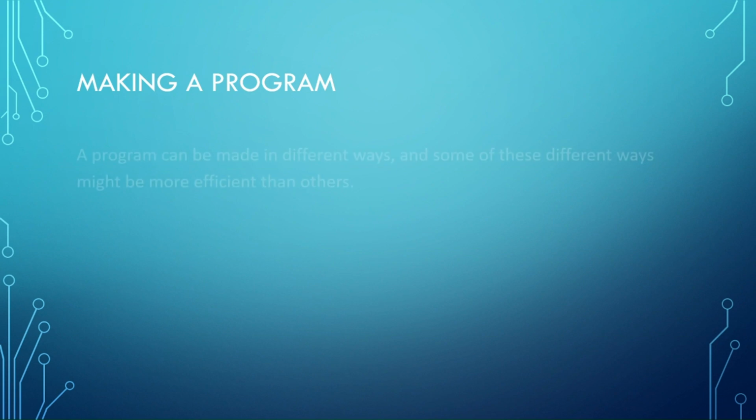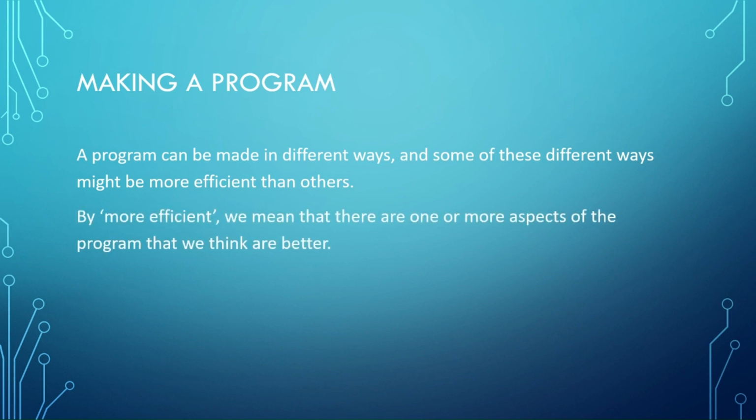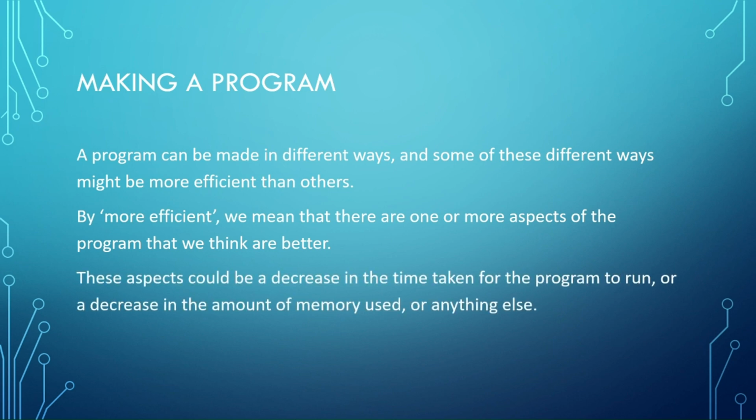So making a program. A program can be made in different ways, and some of these ways might be more efficient than others. That's fairly obvious, but I'm starting right from addition and subtraction. By more efficient, we mean there's one or more aspects of the program that we think are better. So this could be the decrease in time taken, or the decrease in the amount of memory used, or pretty much anything else that we want to make better.